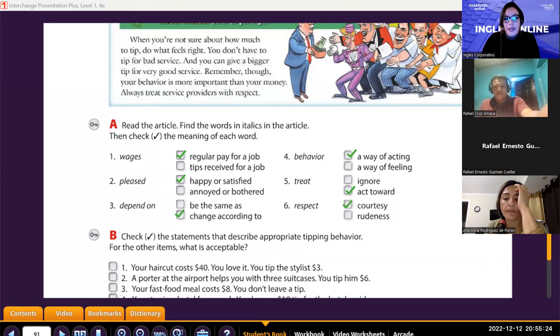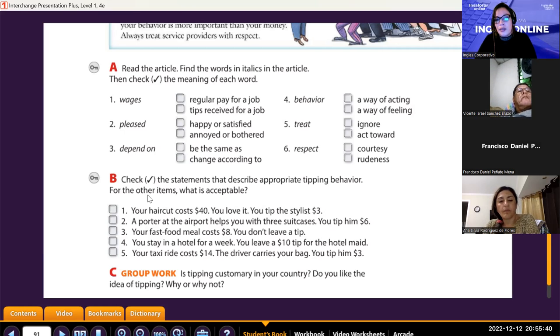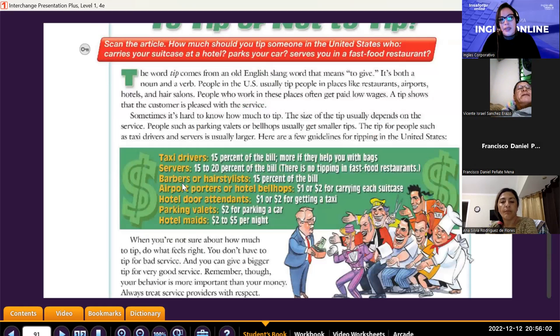All right, and then we have this other exercise. Let me clear all this. This is: check the statements that describe appropriate tipping behavior for the other items. What is acceptable? For example, if your haircut cost $40 and you loved it, you tipped the stylist $3. So it cost 43. But it has to do with this one.